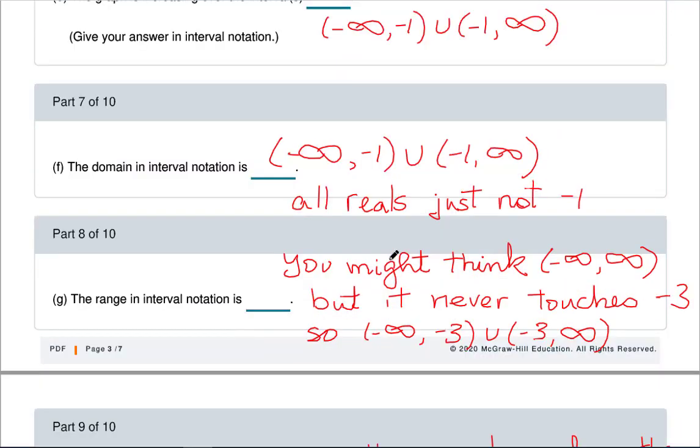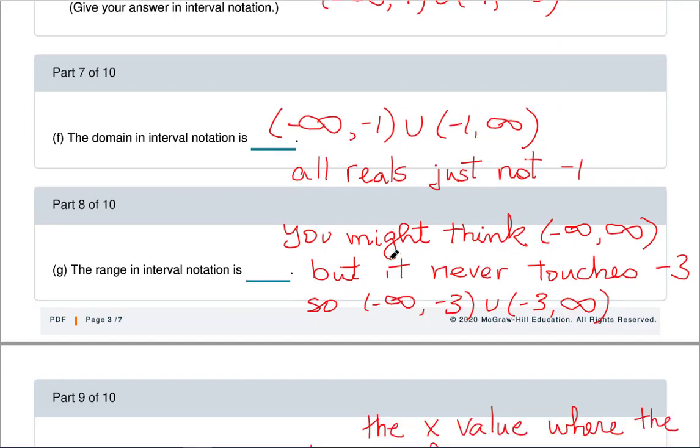Now, what about the range? How high and how low does this go? Well, you might think it is minus infinity to infinity because it's going up forever and down forever. But remember, it never touches minus 3. It's just leveling off there.